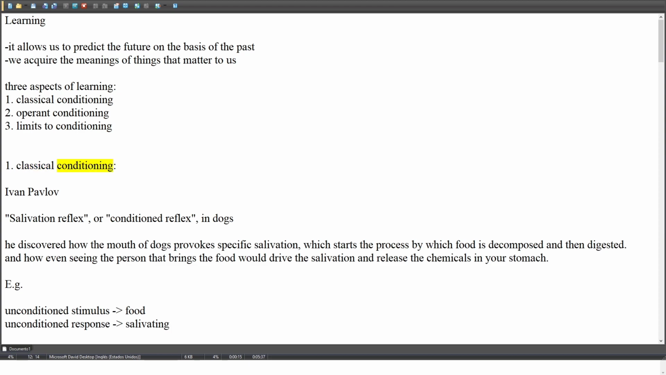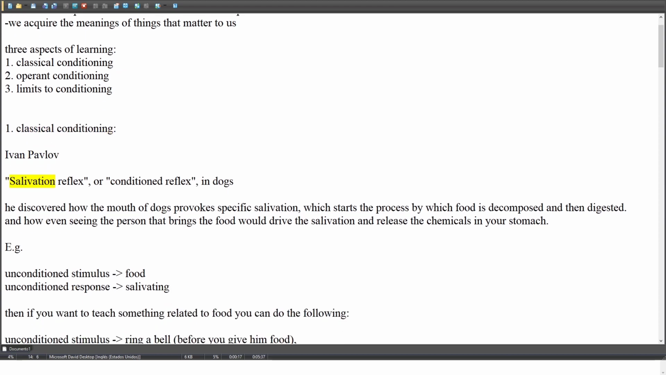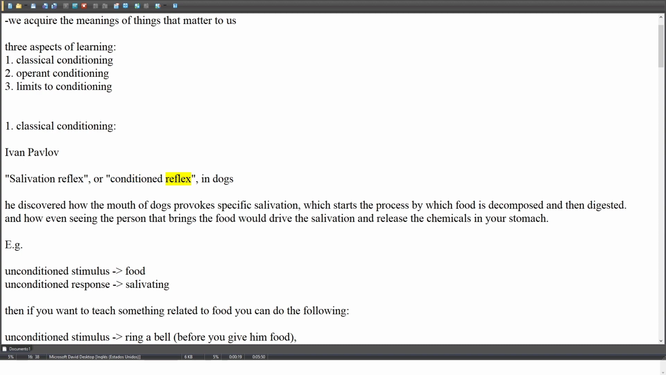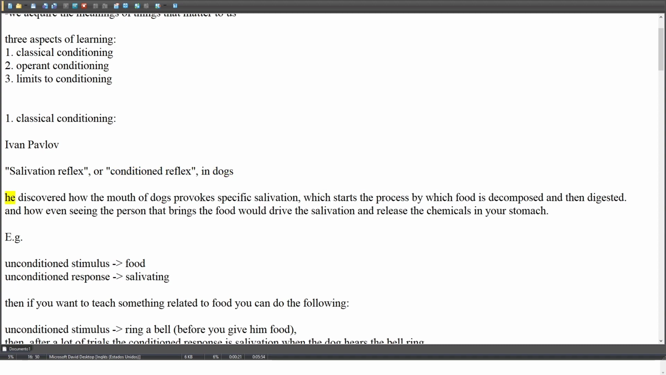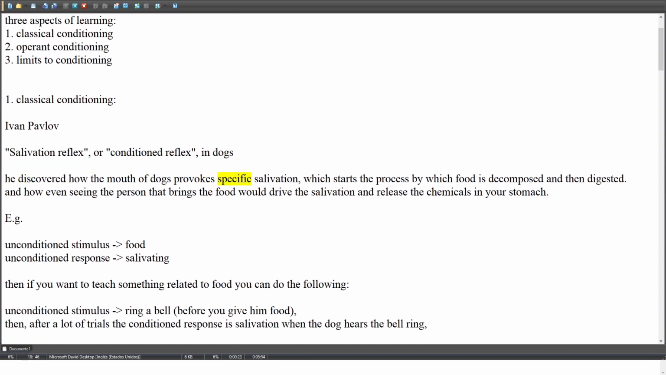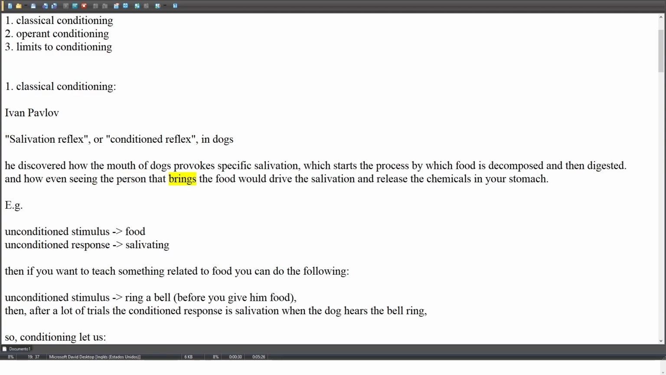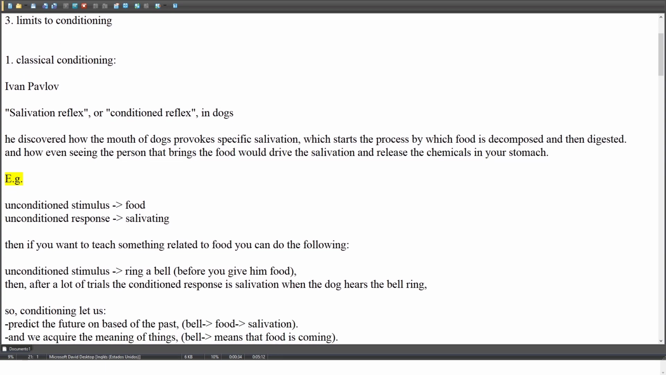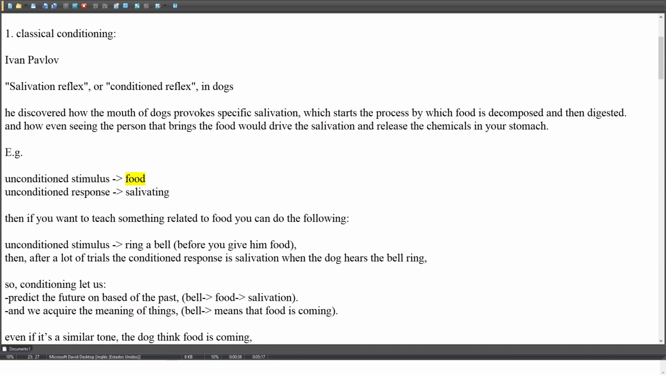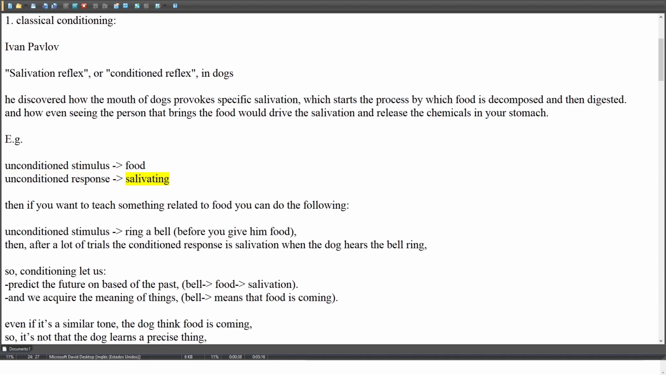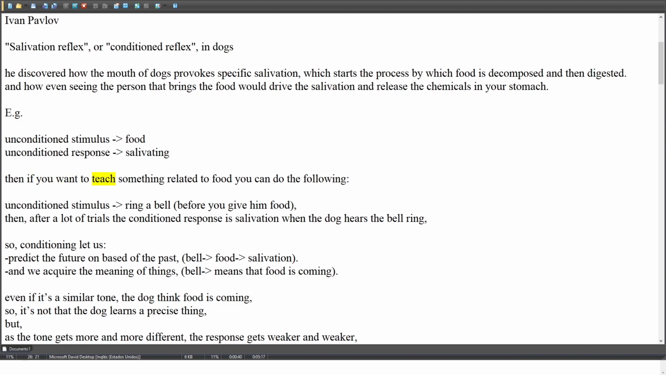1. Classical conditioning. Ivan Pavlov. Salivation reflex, or conditioned reflex, in dogs. He discovered how food in the mouth of dogs provokes specific salivation, which starts the process by which food is decomposed and then digested. And how even seeing the person that brings the food would drive the salivation and release chemicals in your stomach. E.g. unconditioned stimulus: food. Unconditioned response: salivating.